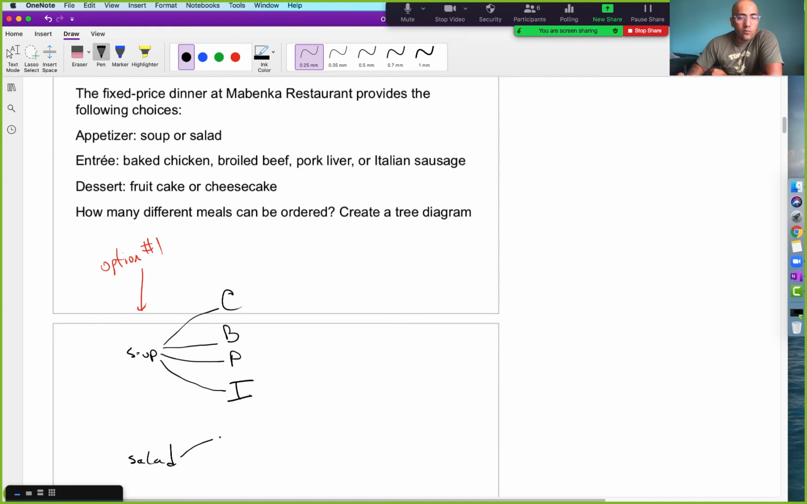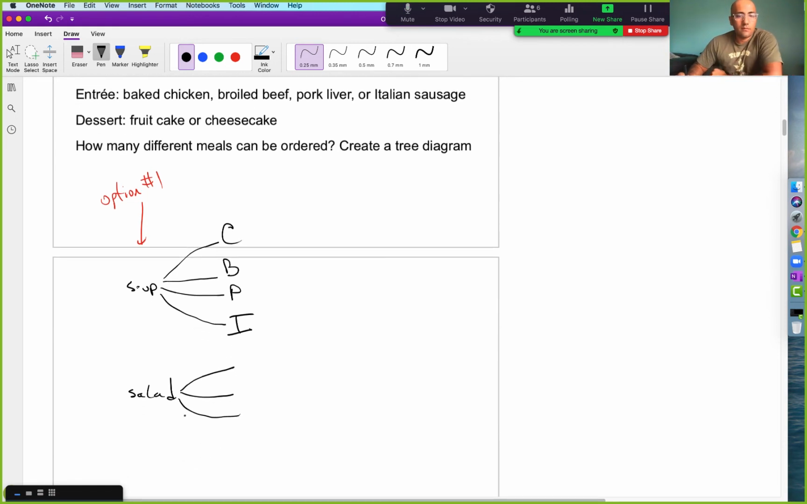Again, we gotta extend this out this way. And we have a choice of chicken, beef, pork, or Italian sausage. So someone could choose the salad first and then the pork, or someone can choose the pork and then the Italian sausage, right? Which leads to option number 2. And finally, we lead to option number 3, where each one of these little guys goes either to the fruitcake or the cheesecake, right?